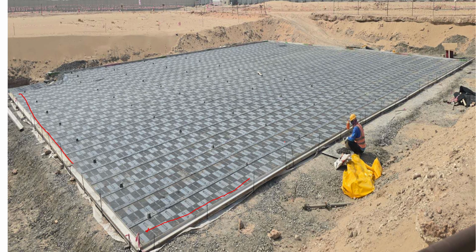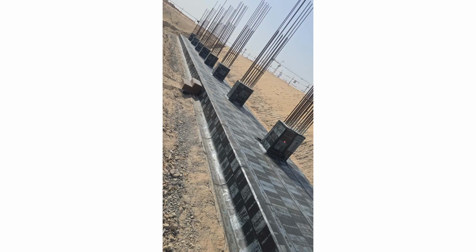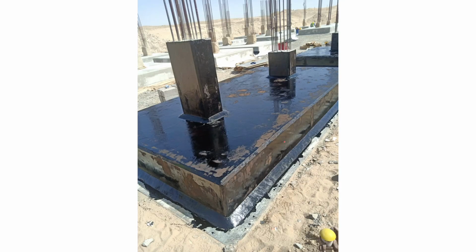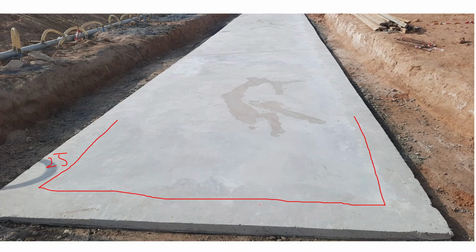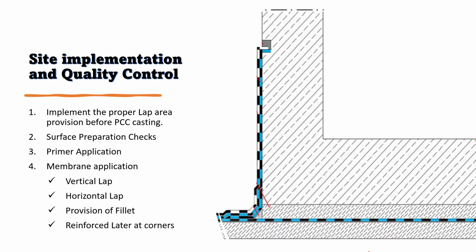And once the foundation is completed, we have to do what? We have to show this example. When the foundation is completed, then we have to break this extra screed and make a chamfer at the corner here, to make a smooth transition of the waterproofing membrane from the foundation to the lean concrete and lap. So this way we can do it, and in this picture you can see.